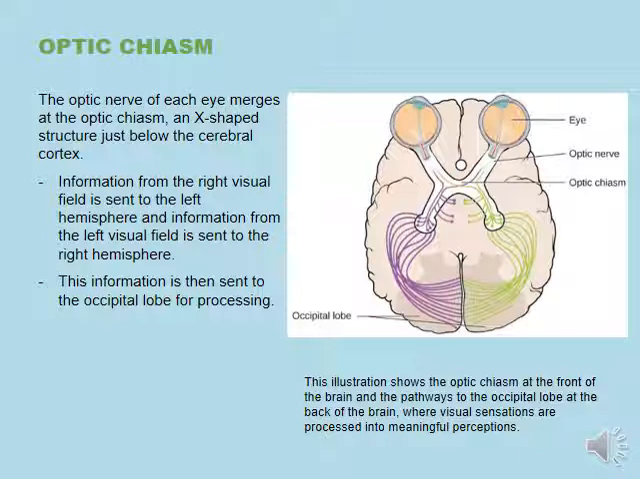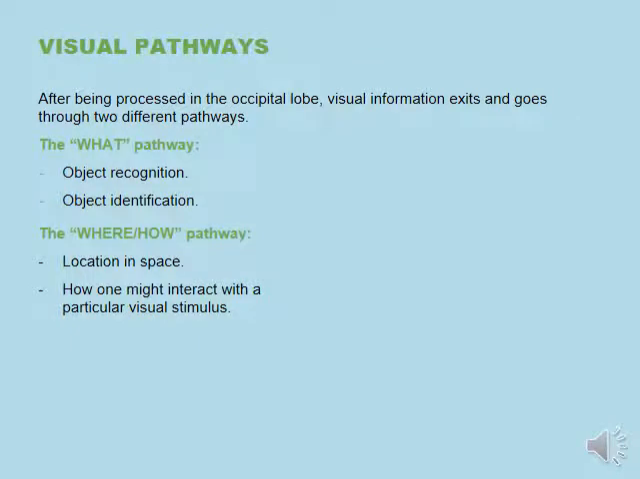This illustration shows the optic chiasm at the front of the brain and the pathway to the occipital lobe at the back of the brain, where visual sensations are processed into meaningful perceptions. After being processed in the occipital lobe, visual information exits and goes through two different pathways: the what pathway, as well as the where and how.